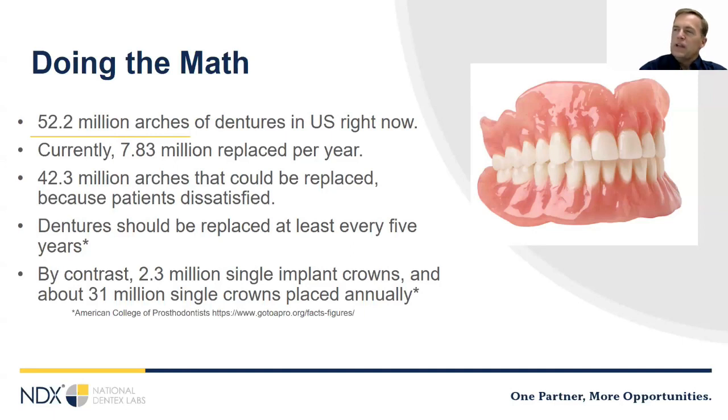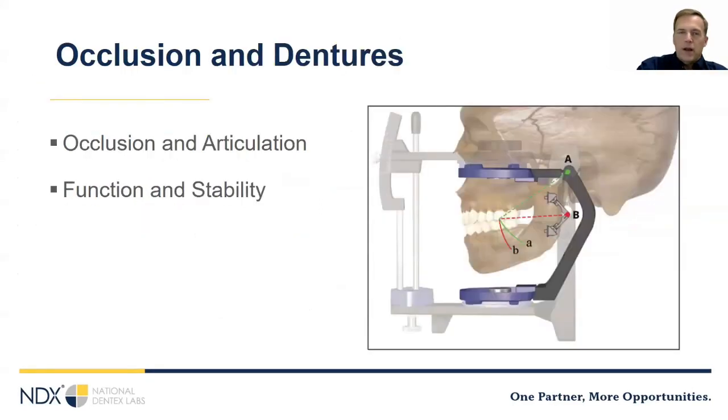And to just put those numbers in perspective, all across the US, we have about 2.3 million single implant crowns restored every year and 31 million single crowns, like a number 3 FCZ type of crown. So this is a very, very significant amount of potential business that I think oftentimes is passing us by. And we'll talk about the reasons for that.